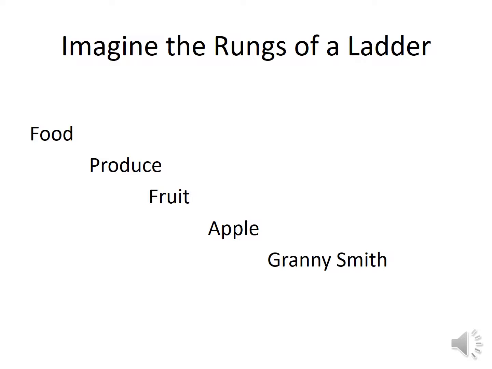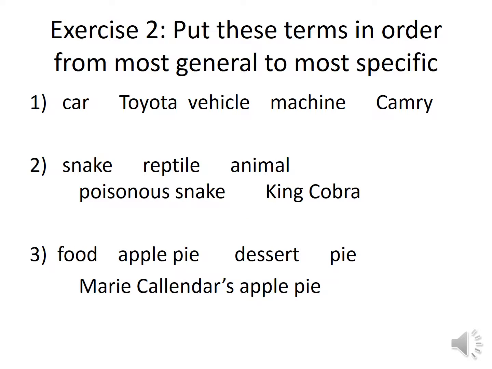Sometimes it's helpful to think of this as the rungs of a ladder, where we can step down to more specific terms or step up to a more general term. Pause the video and put the following list of items in order from most general to most specific, at the top to the bottom. So pause it now and make a ladder.